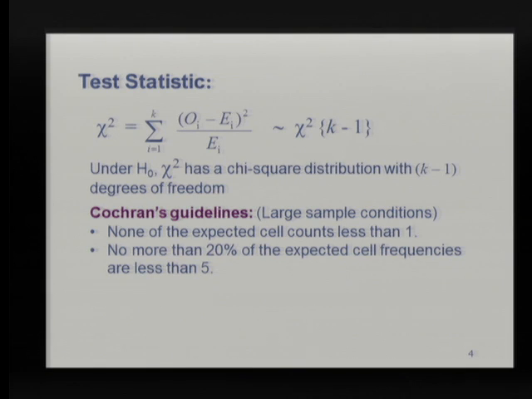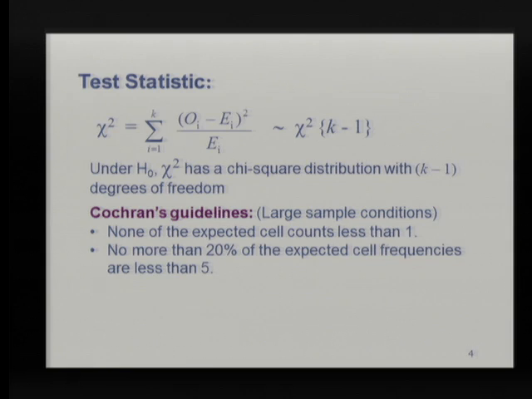And this is kind of an extension to that, because this time the data is slightly different from what we had. We have multiple categories. Here is Cochran's guideline about the large sample condition. The guideline is none of the expected cell counts should be less than 1. Now, you don't want to see any expected cell count less than 1. Those E's, you don't want to see any of those less than 1.